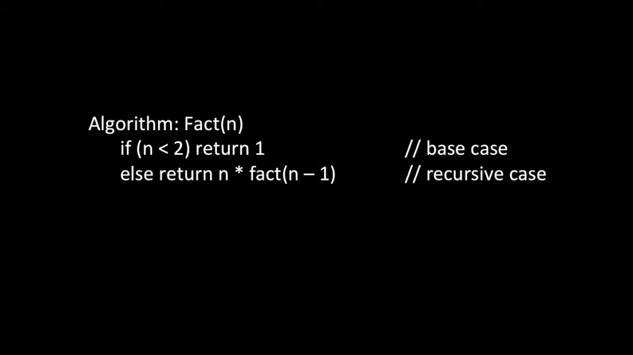It's just basically the definition of factorial expressed as an algorithm. I want you to notice that this algorithm, like all recursive algorithms, has a base case and a recursive case. In fact, a recursive algorithm can have multiple base cases and multiple recursive cases, but it has to have at least one of each.